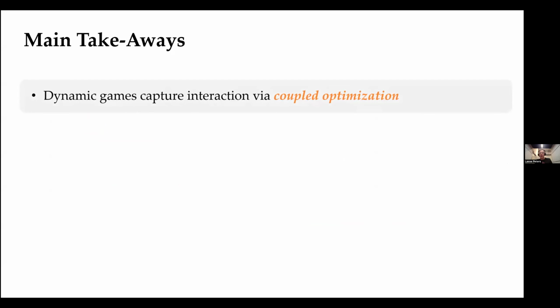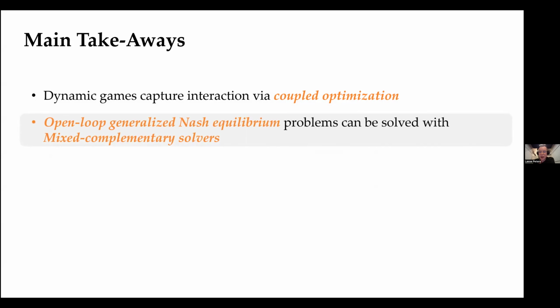Okay, so that concludes sort of the last chapter of this talk. I would like to now summarize the main takeaways of this lecture from all the 3 chapters. Overall, we've seen that dynamic games capture interaction quite well, and they capture them via coupled optimization. So we've seen how we can formulate an interaction as a coupled optimization problem. In the open loop setting, we can solve these games as a mixed complementarity problem by writing out their KKT conditions and then rewriting them as an MCP.